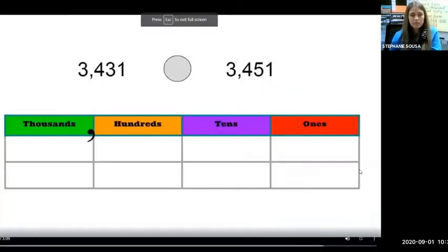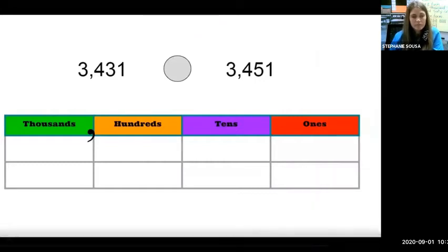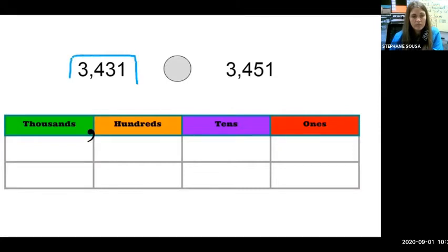Okay, here we have two numbers in the thousands place. The first number is 3,431. We're going to record this number in the place value chart below, starting with the ones place. In this number, there's a 1 in the ones place. There's a 3 in the tens place, so we go to the tens column and put a 3. There's a 4 in the hundreds place. Put 4 in the hundreds column. And a 3 in the thousands place. We put a 3 in the thousands column.